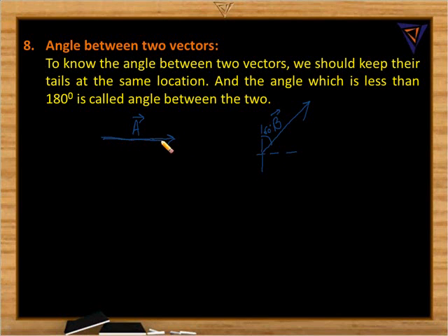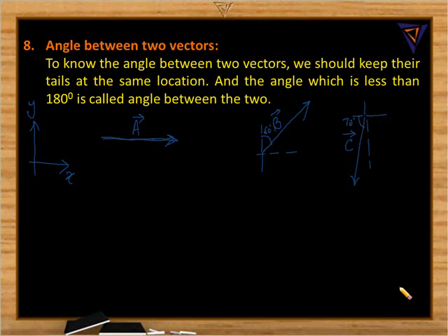The vector A is along the x-axis. Suppose this is our coordinate system, the x-axis, and this is our y-axis, and this vector B makes an angle of 60 degrees with the y-axis. And suppose there is another vector, C, directed like this, and it makes an angle, say this angle is 70 degrees with the negative x-axis.